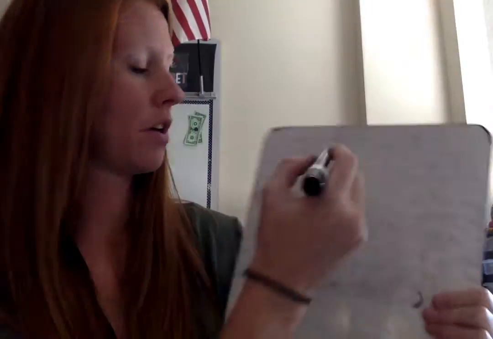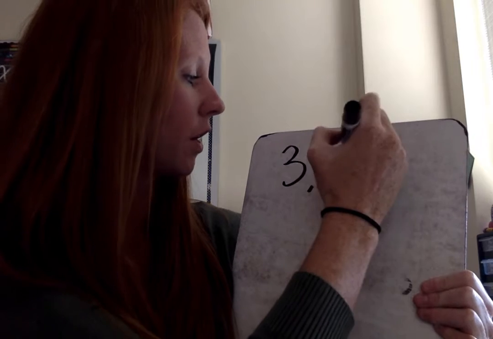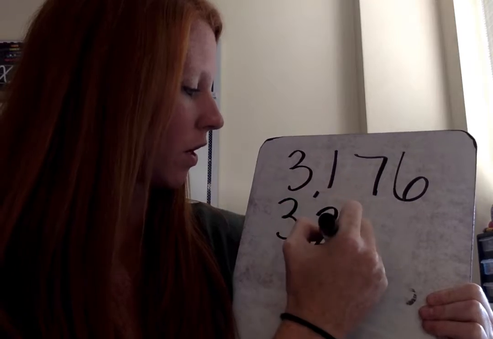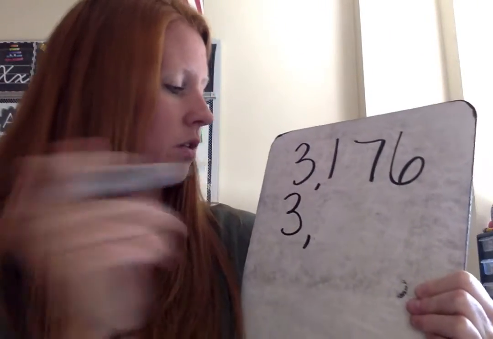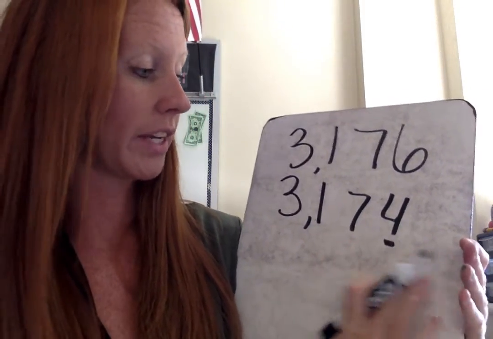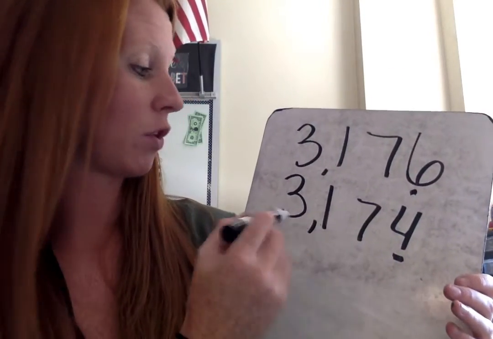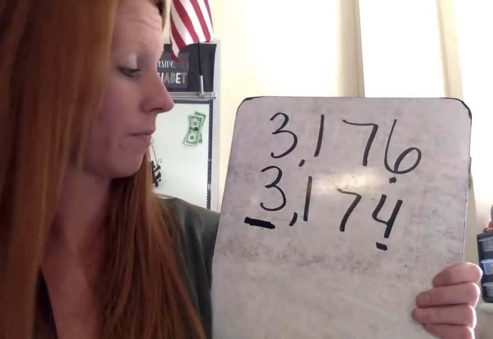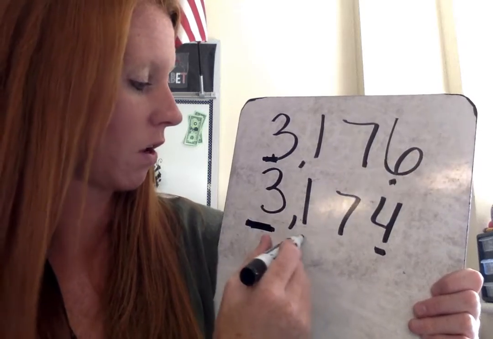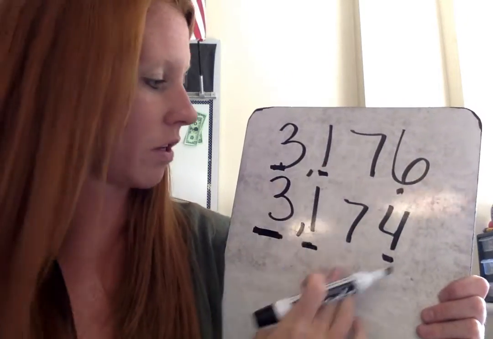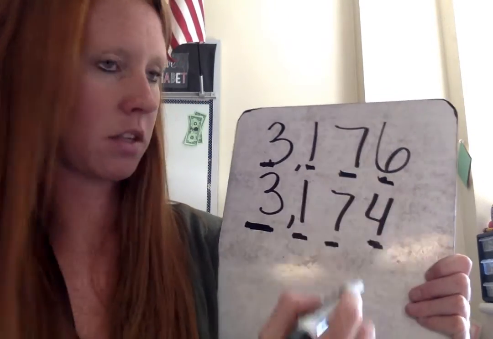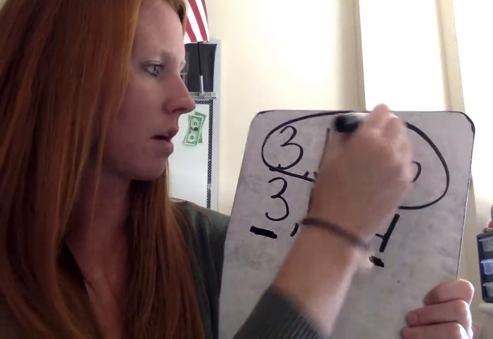What if we have 3,176 and 3,174. Okay, my ones place is lined up. Ones place is all lined up. But I have to look at my greatest place value, which is the thousands. Okay, so I'm looking at my thousands. We have a 3 and a 3. Same. So we got to go to the next digit. 1, 1. Same. So we got to go to the next digit. 7, 7. Same. So we got to go to the next digit. 4 and 6. Well, I know 6 is bigger, so this is my biggest number.